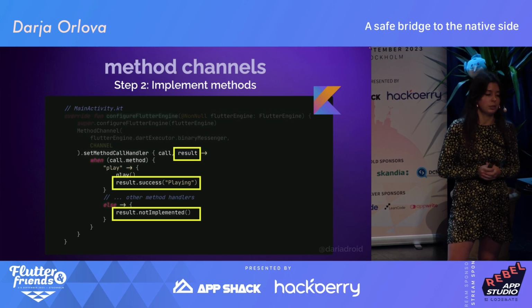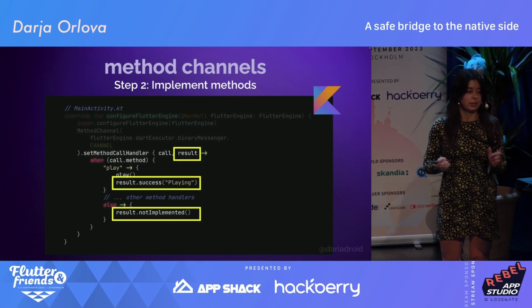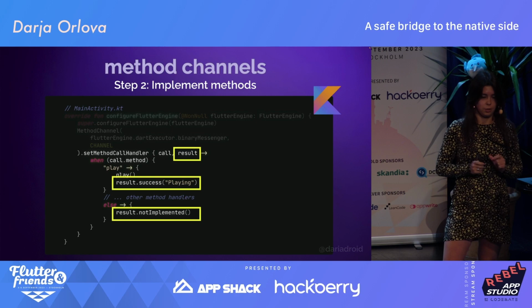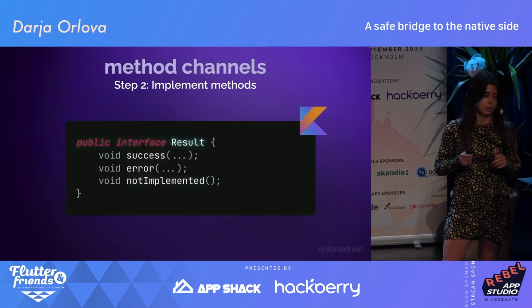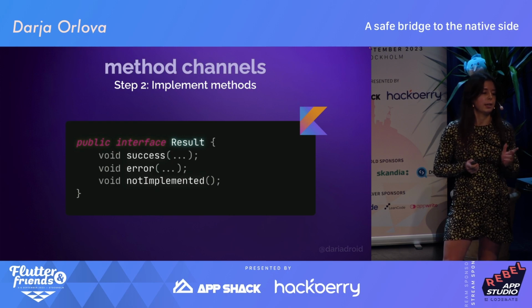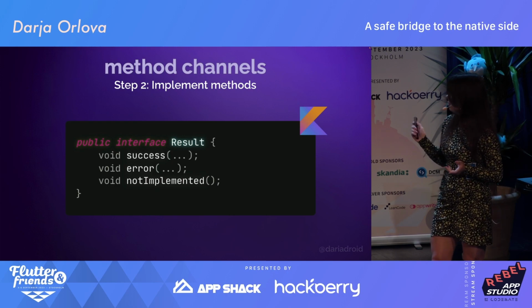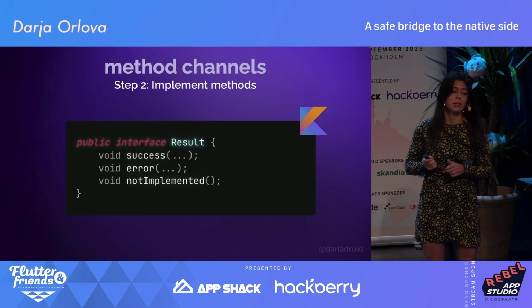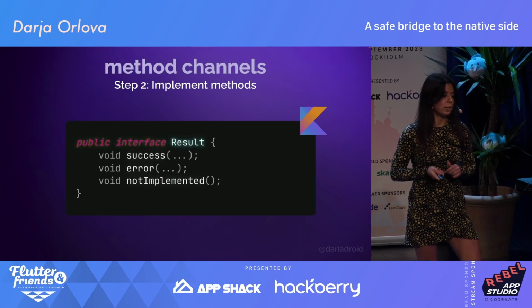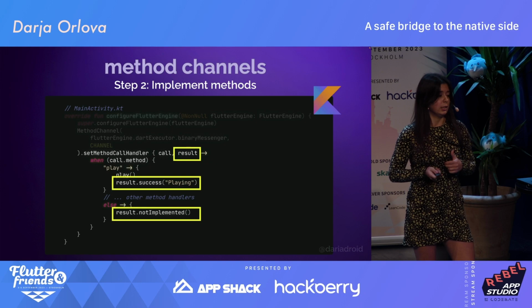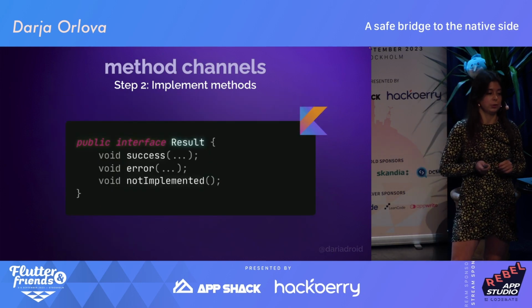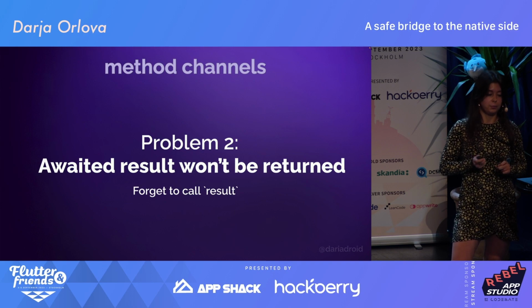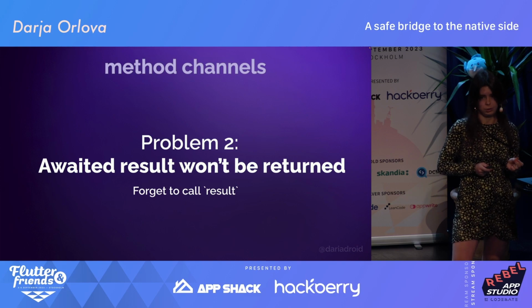And the next parameter is the result, and result is something that we need to 100% call in order for our method to finish. Result is a very simple Java interface. It has three methods: success, error, and notImplemented. And if you don't call any of them on the native side, then your method on the Flutter side will not finish and you will have problems with that. So we have problem number two. The awaited result won't be returned if we forget to call result.